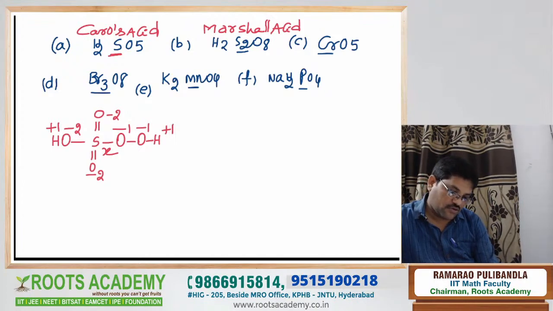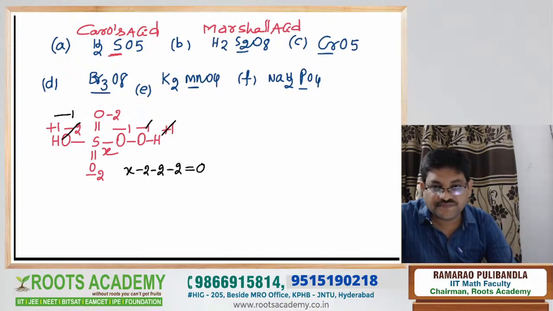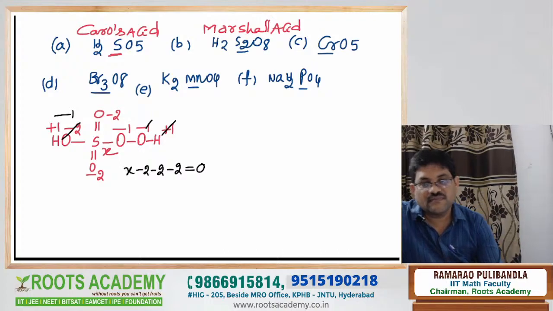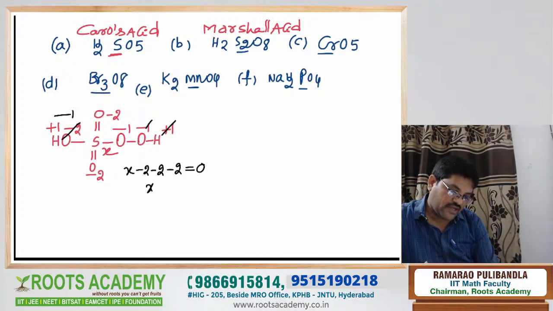Don't panic. So this minus 1 and plus 1 cancel. Now sulfur is X. Minus 2, minus 2, minus 1. So this is again minus 1. Plus 2 minus 1 cancel now. Therefore X minus 2, minus 2, minus 2. Sum of the oxidation states equals what? X minus 6 is equal to 0. Now X is equal to what? Plus 6. So sulfur is in the plus 6 state. The first bit is successfully completed.